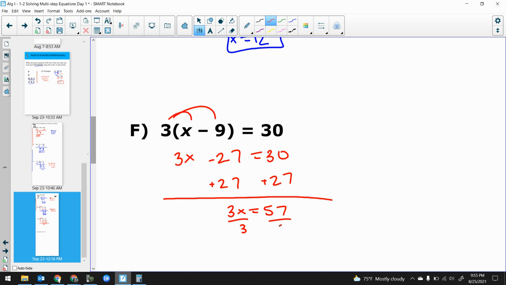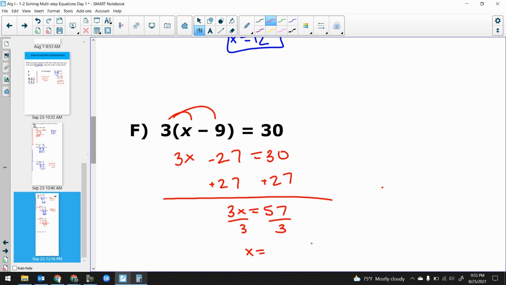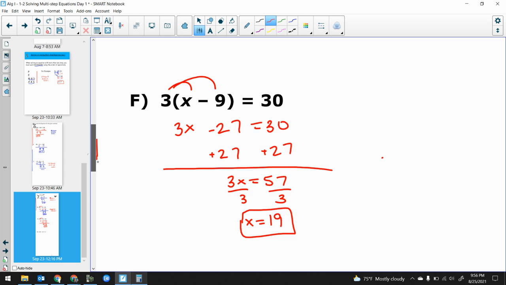And then I finish this problem off by dividing by 3. And let's see what that is. 57 divided by 3 is 19. There's my solution. Okay? And our last one.